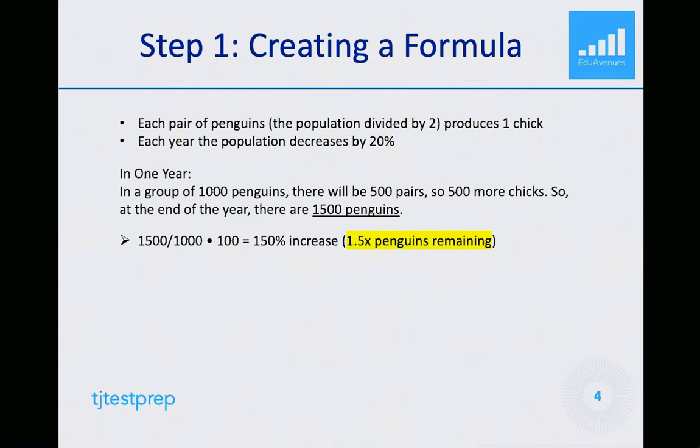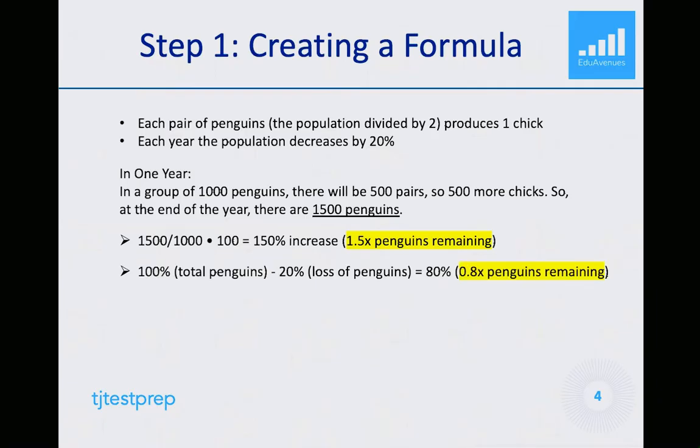And keep in mind that this does not include the 20% loss of the penguins at the end of every year. To find out the total number of penguins remaining by the end of the year, we can subtract the 20% loss from the total number of penguins, which would be 100%. Now, we would only have 80% of the total 100% penguins remaining. For the sake of simplicity, we will continue to express this in decimal form.